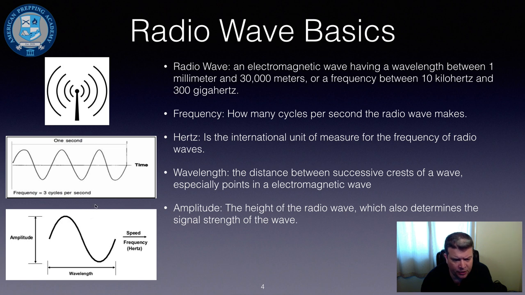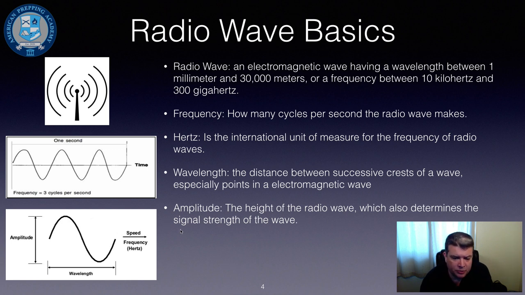So if you hear someone saying 300 gigahertz or whatever, they're talking about the speed of that wave within a second. Okay, wavelength. Wavelength is the distance between successive crests of a wave, especially points within an electromagnetic wave, like we're talking about here. If you look down here, you can see the length from the same point on the wave. Generally, most people would measure from either the crest up here to here or the trough from here to here. So that distance is the wavelength. That'll become important later when we're talking about handheld radios and knowing how they'll do in different environments.